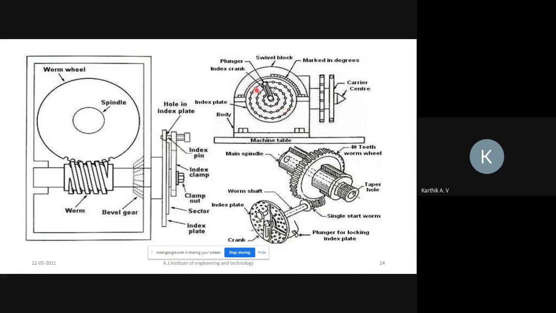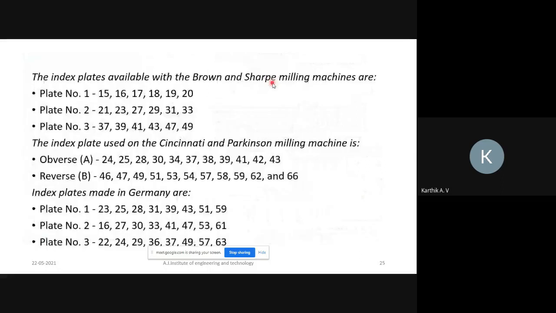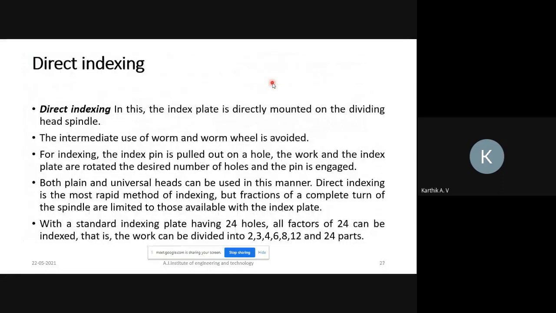So count 12 divisions in the plate and fix it, creating a mark. Okay, then again count 12 divisions. So it is coming here. Again come back to the original position and fix the crank pin, and you can divide the workpiece into two parts. Understood? So that is nothing but the direct indexing mechanism. Just directly you can count the holes in the index plate, fix the pin and divide the workpiece. Okay, we'll solve the problem, then we'll come to know that.